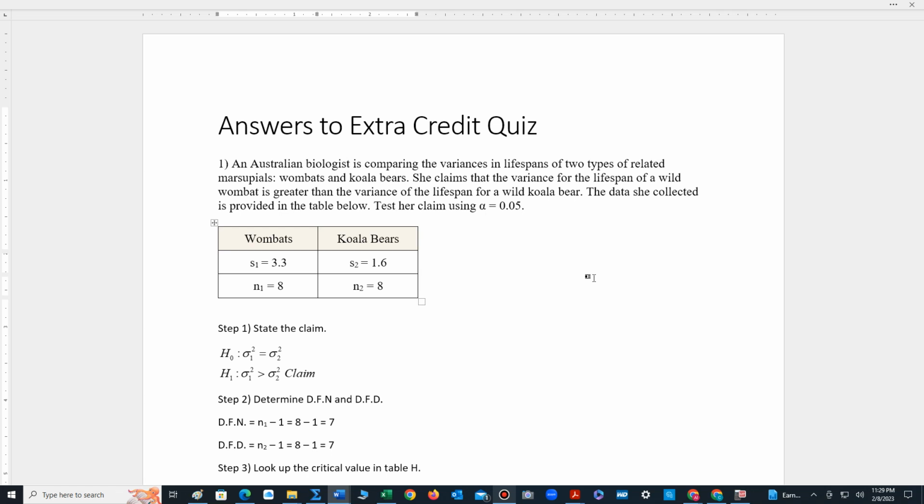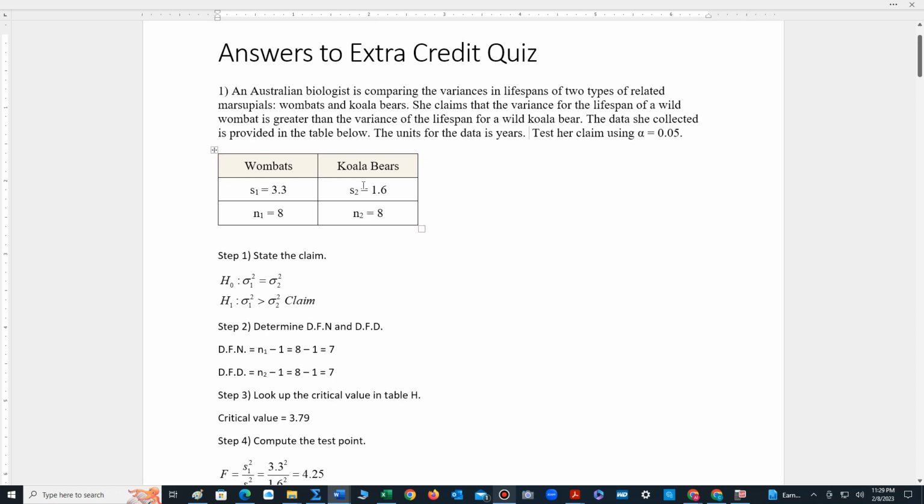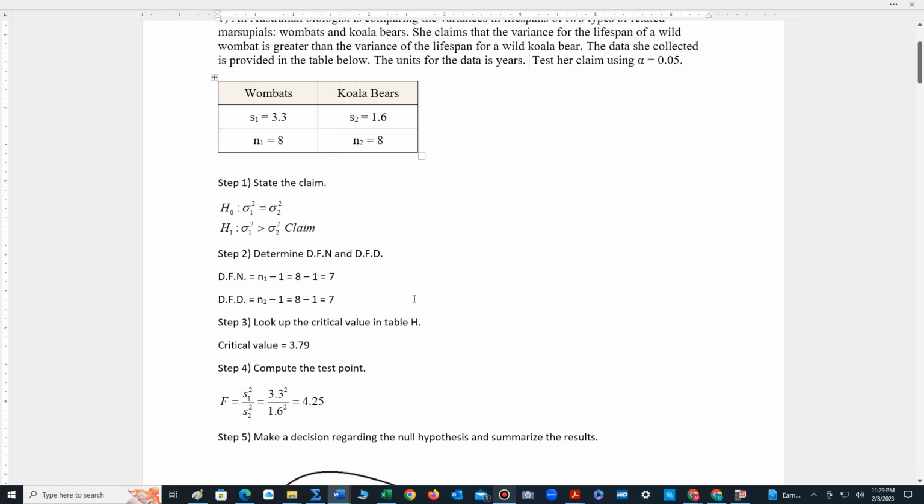The data she collected is provided below, and I just want to insert here that the units for the data is years. We want to test her claim using alpha 0.05. So we're given the two standard deviations and the two sample sizes. Since we're comparing variances, we are performing an F-test.